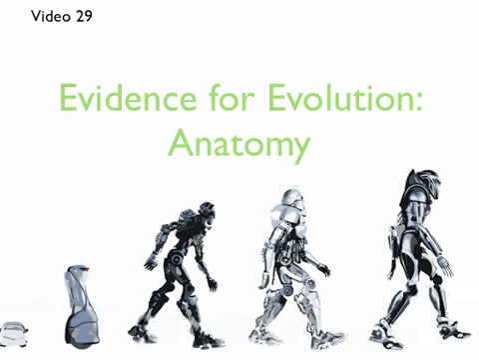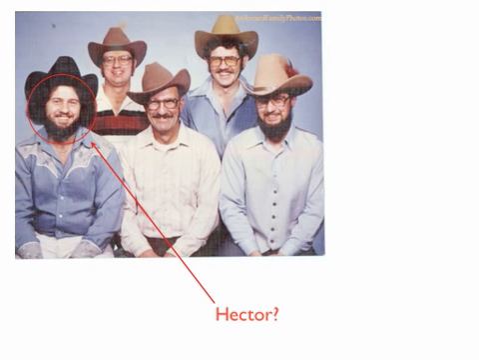Today we'll be taking a look at the anatomy of living things and what that can tell us about how they evolved. Before we get into details, let's think about what anatomy can tell us about the ancestry of an individual like you. When you look at anatomy, you see a collection of traits that you have inherited from your parents and your grandparents and so on.